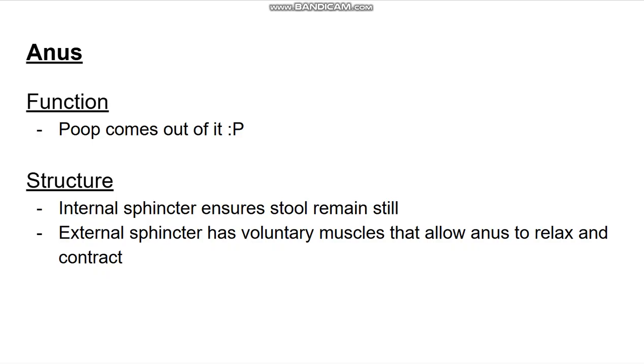So, the internal sphincter ensures the stools remain still, and then the external sphincter has voluntary muscles that allow the anus to relax and contract. So basically, the internal sphincter keeps stools still, and the external sphincter contracts. You get the idea.